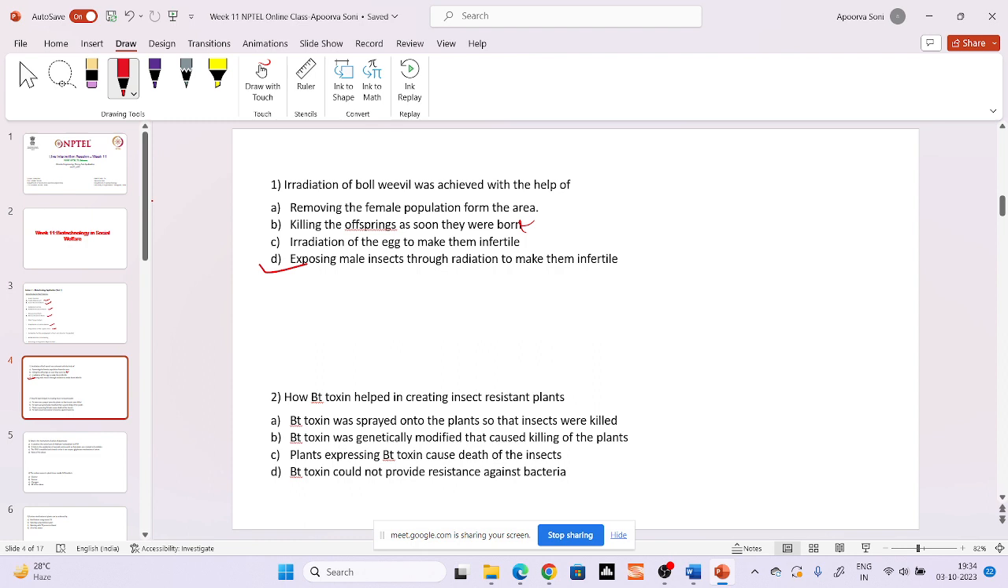Now the next question is how Bt toxin helped in creating insect resistant plants. Bt toxin was sprayed onto plants so that insects were killed. Bt toxin was genetically modified that caused killing of the plants. Plants expressing Bt toxin caused death of the insects. Or option D, Bt toxin could not provide resistance against bacteria. So what do you think is the answer? Option C, that is, plants expressing Bt toxin cause death of the insects.